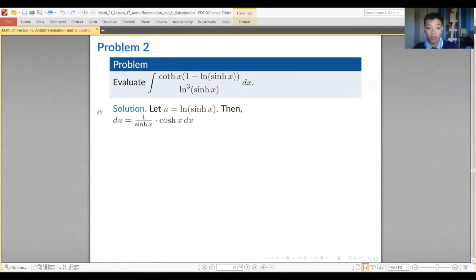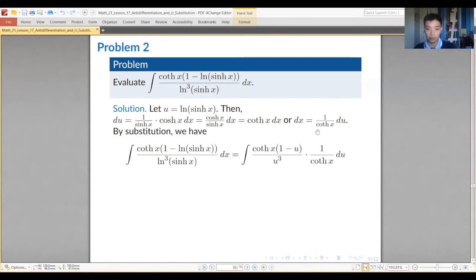It follows that we'll get du is equal to 1 over sinh x times cos x dx. This follows from the chain rule. And then if you see that, you get cos x over sinh x dx, and we know that cos x over sinh x is equal to cot x, which is great for us because we have the cot x here. Or you'll have dx is equal to 1 over cot x du.